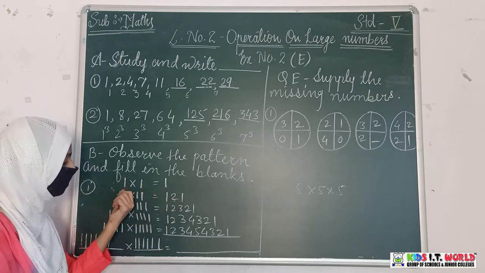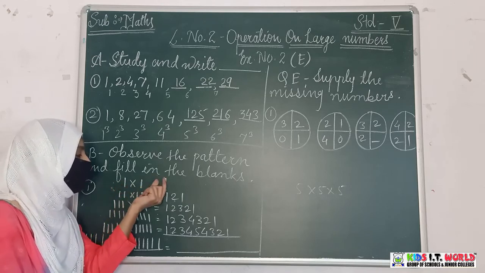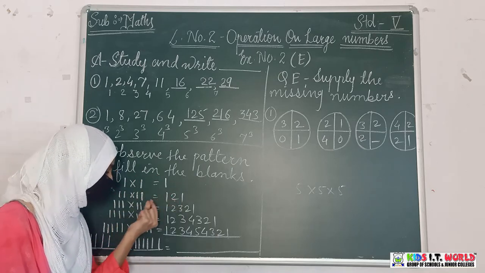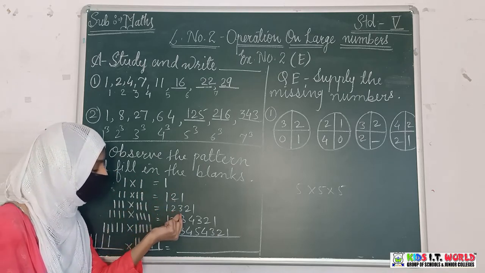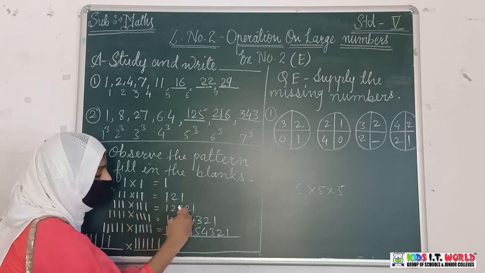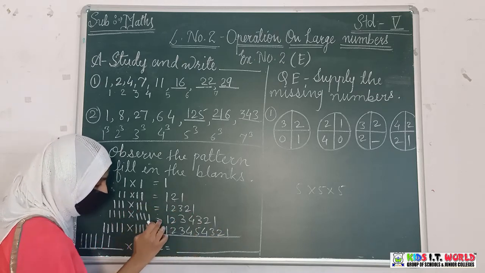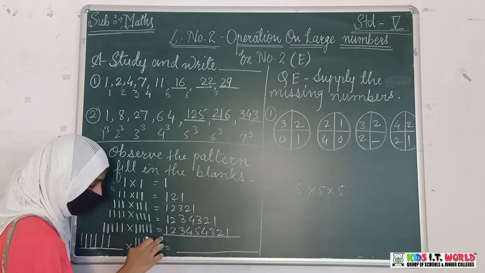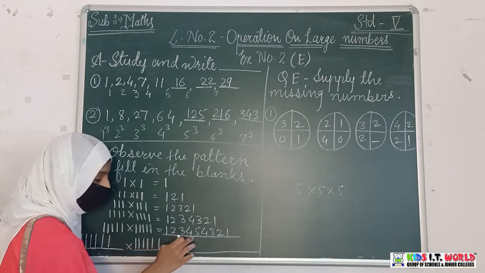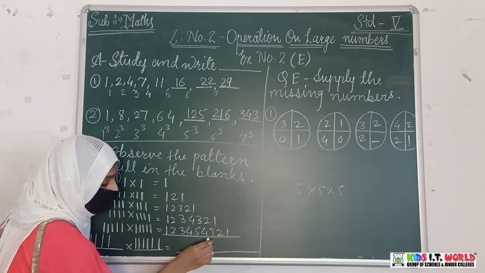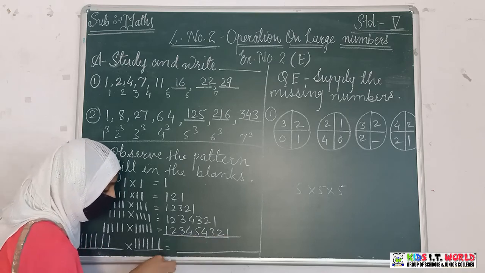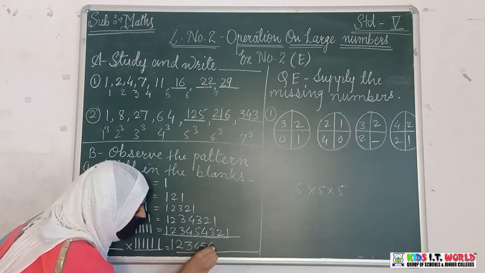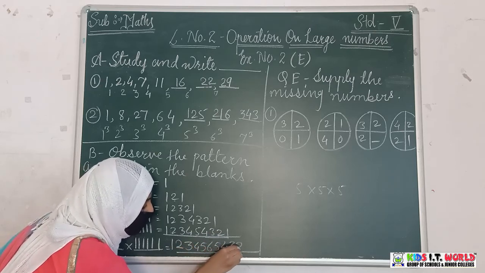Now in the answer, if you are multiplying single 1 into 1, you are getting 1. For this you are getting 1, 2, 1. For this you are getting 1, 2, 3. Then the number is going reverse. 2, 1. In the next step 1, 2, 3, 4. Then 3, 2, 1. In the next step 1, 2, 3, 4, 5, 4, 3, 2, 1. It's going reverse from 4. So in the next step it will be 1, 2, 3, 4, 5, 6, 5, 4, 3, 2, 1.